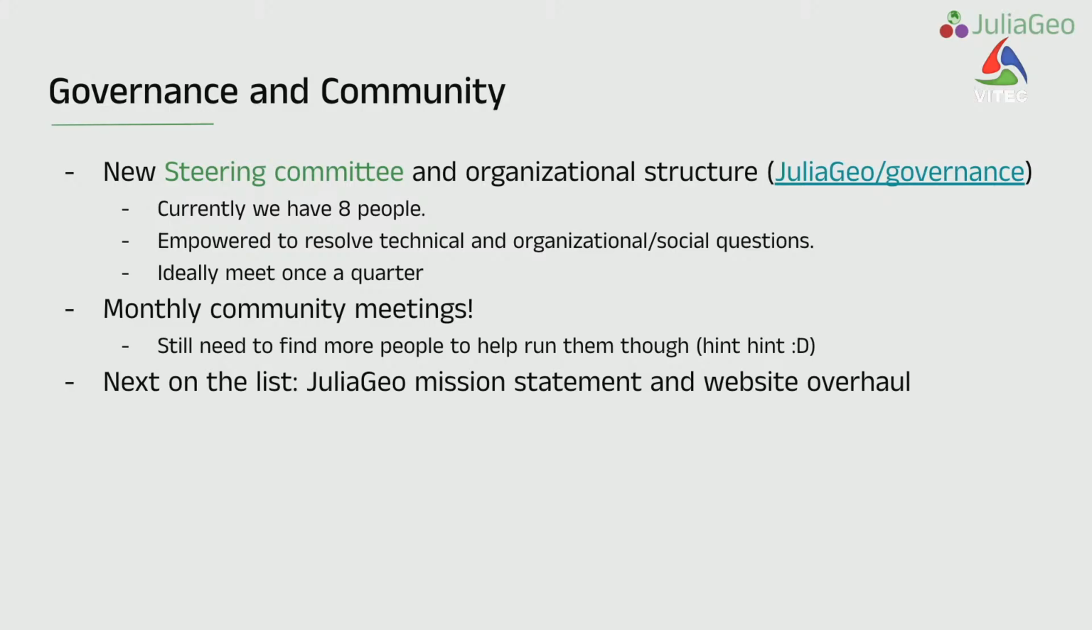There are a couple of those. Ideally, we meet once a quarter or so if necessary, but it's not a super huge time commitment. There have also been semi-regular monthly community meetings. I really need to find someone else to help run those. But those are also very nice to keep a sense of community and progress going. Next thing on the list for us as a community is to figure out a mission statement and then overhaul our website to reflect the new state of the ecosystem.